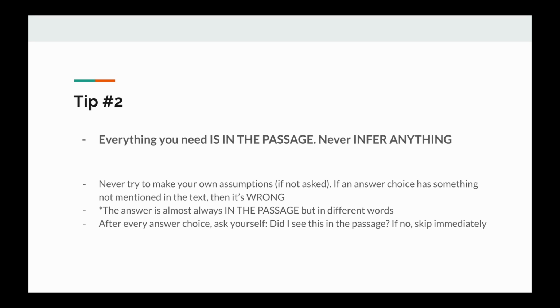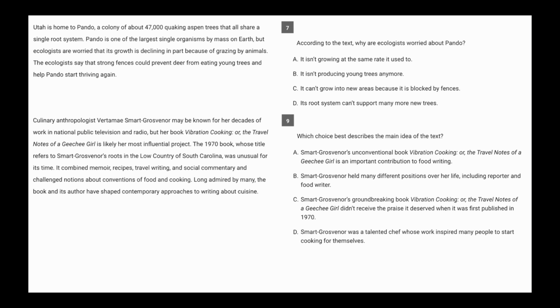And to be able to do that quick, you need to practice a lot. After every answer choice, ask yourself, did I see this in the passage? If the answer to that question is no, then you can immediately skip that answer choice and mark it as wrong. Now, let's practice it a little bit. Let's look at this first question.